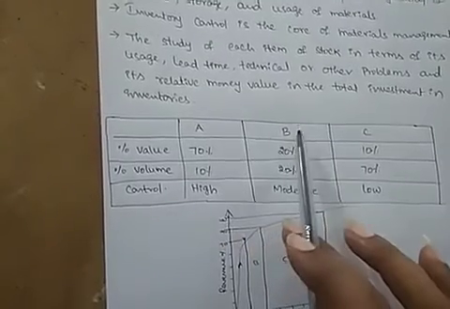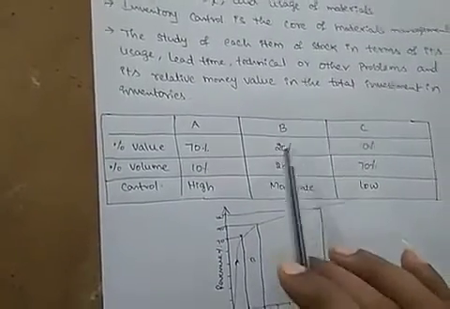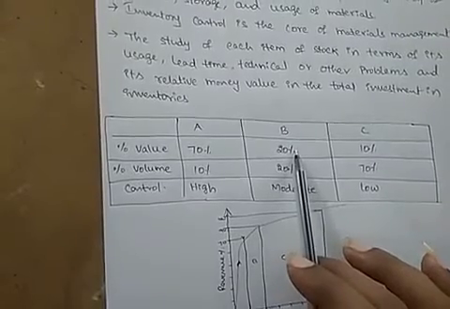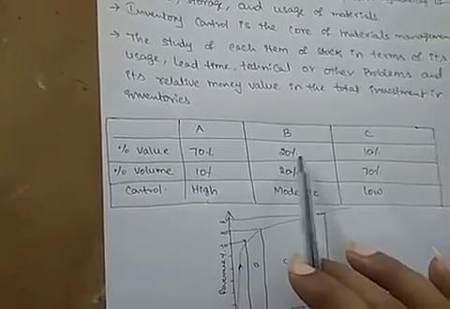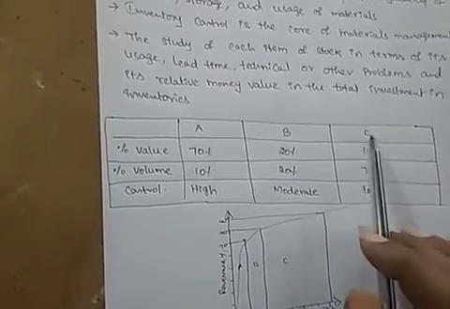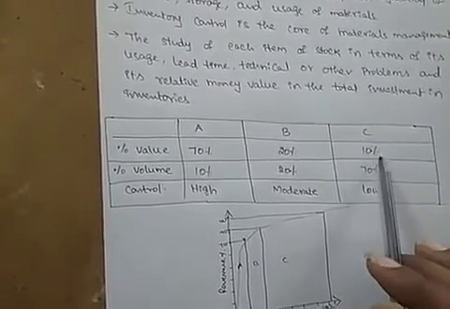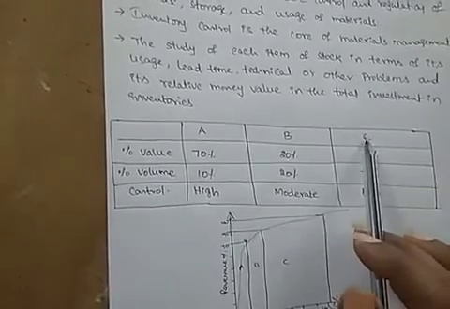Then the B category of items. Here we can see 20% of the funds are invested in the B category of items. Then let's go to the C category of items. Here 10% of the funds are invested in the C category of items.